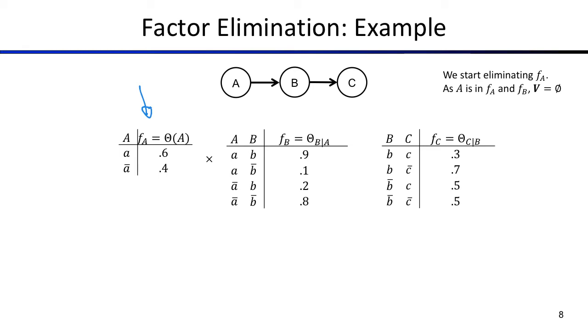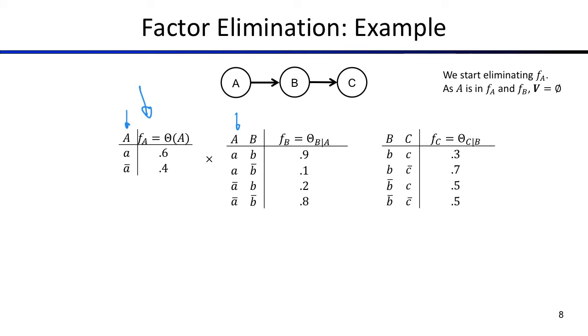And if you look at this first factor here, it mentions variable A, and the problem is that the variable A is also mentioned here. So we have variable A and variable A here. So we cannot eliminate the variable A yet, right? That's very similar to variable elimination, where we did not eliminate the variables until we had multiplied all the factors that mention that variable.